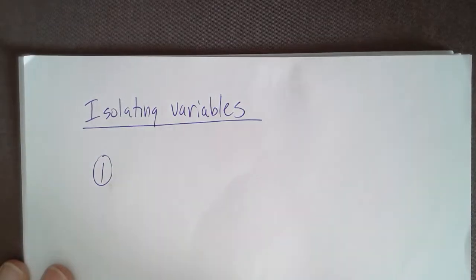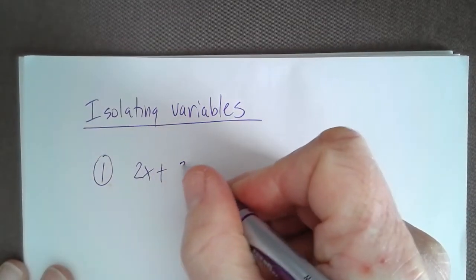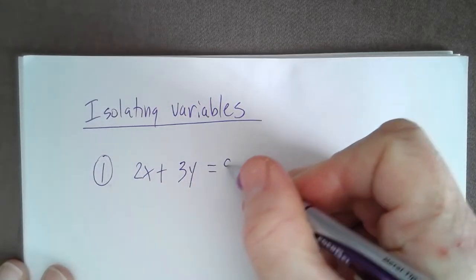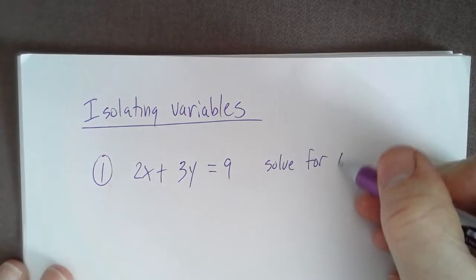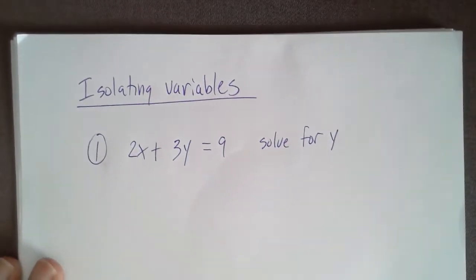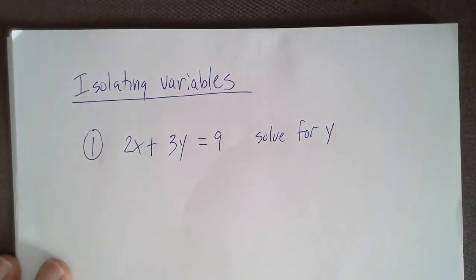This is something we did back in the day. So we did 2x plus 3y is equal to 9. Solve for y. So we're going to get y by itself. Why do we do that? Because when we get y by itself, it tells us the slope and the y-intercept. So we're going to solve for y.